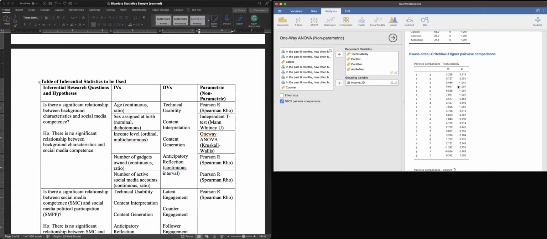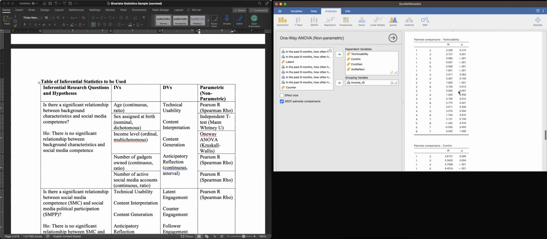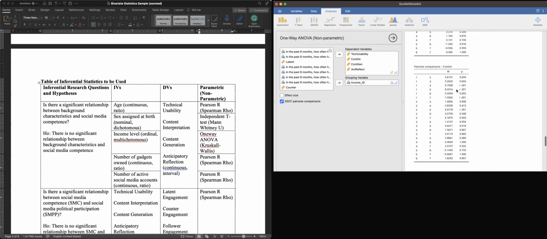They're all less than 0.005. So you can kind of say the same thing. However, this will not give you... I'll do the same for content interpretation. Same thing, the 0.001, same areas, no?